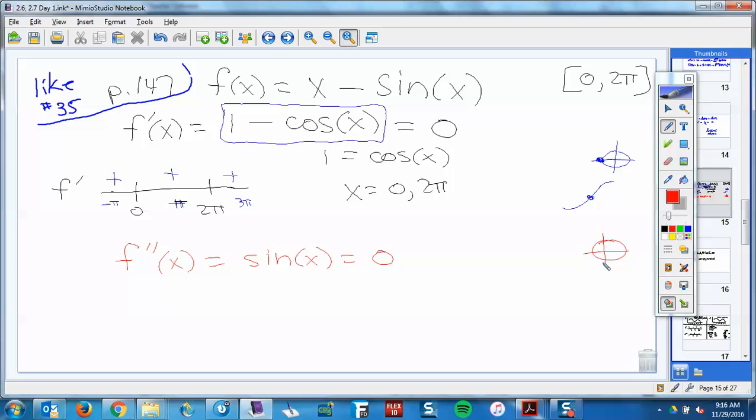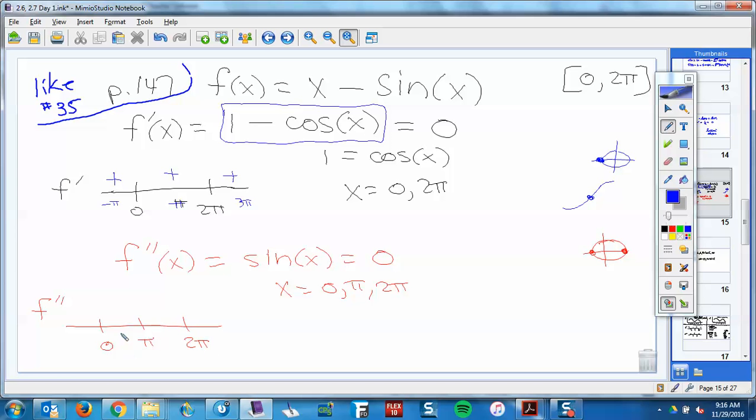Sine is the y, right? Well, that'd be at 0, pi, and 2 pi. So 0, pi, and 2 pi. Okay? Well, it turns out 2 of those were the same thing we had there. Now we do a number line. Now notice how I want to label it. So I've got 0, I've got pi, and I've got 2 pi.